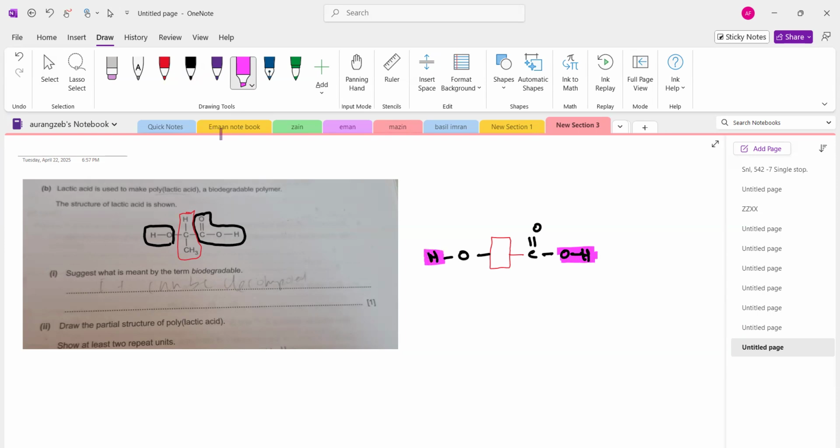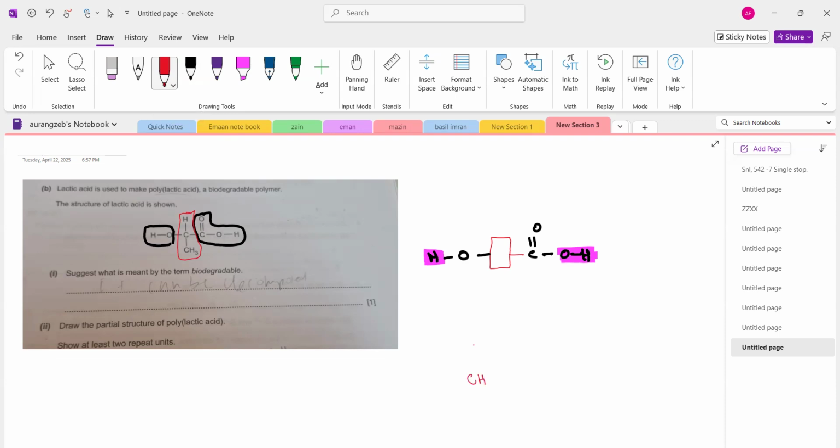polymer, that OH will be removed from the carboxyl group and the hydrogen will be removed from the alcohol group, because when these two molecules link with each other, they condense and the water molecule will be removed. So if I want to draw its polymer, the right side OH will be removed and the left side hydrogen will be removed. Now I am going to draw the structure as given here.